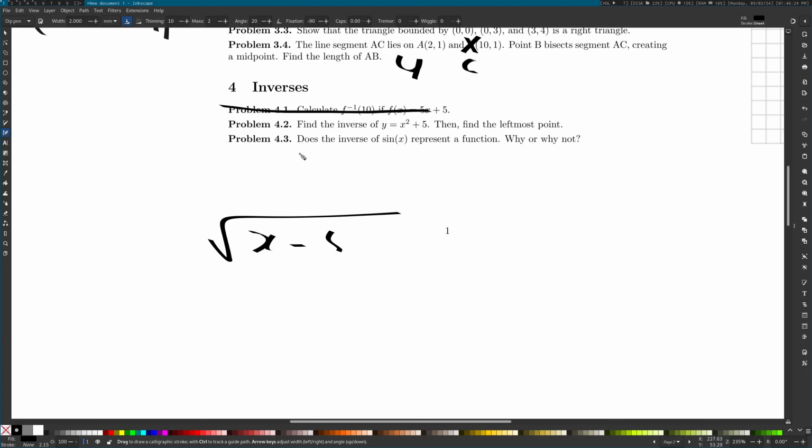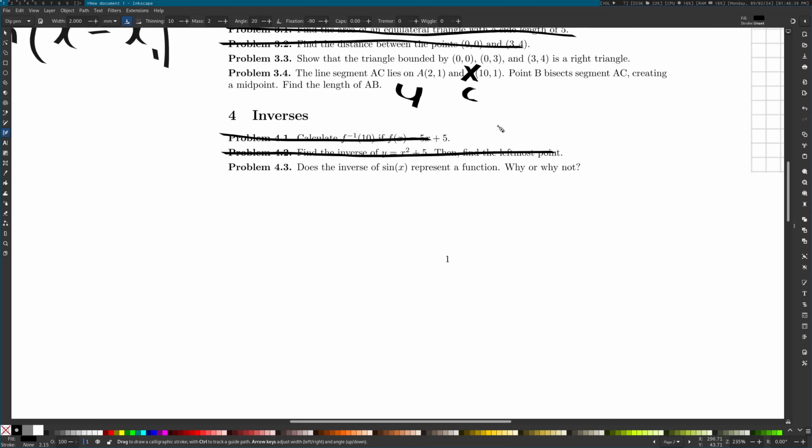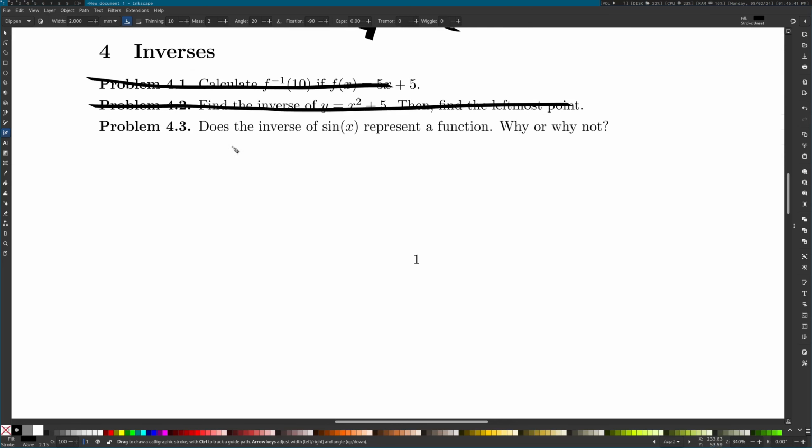If you put plus or minus, will it be counted as wrong? Probably. I would think so. She wants the principal square root, right? Yeah, I think she wants the principal square root. Then the leftmost point, we saw it a few seconds ago. I would just do what she expects you to do.